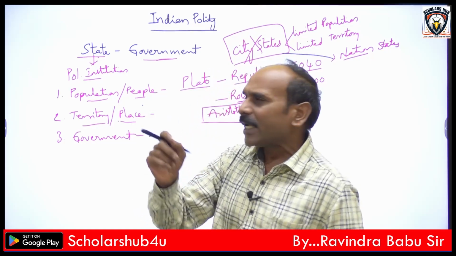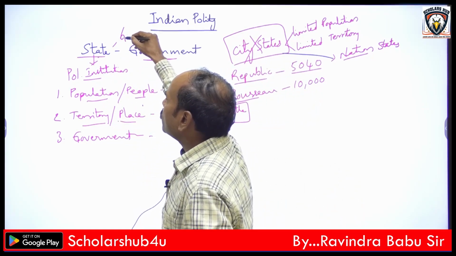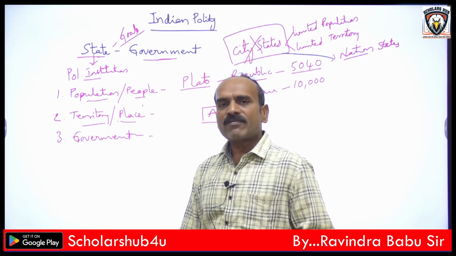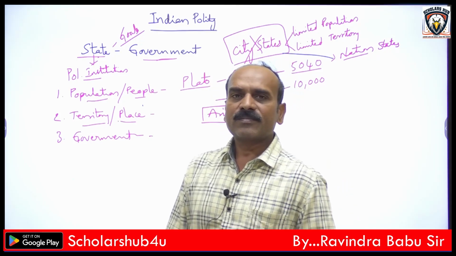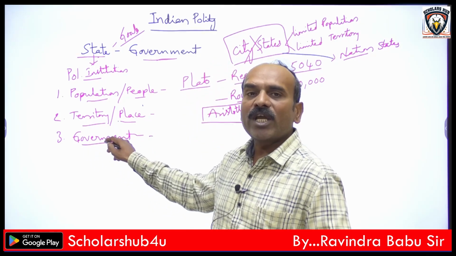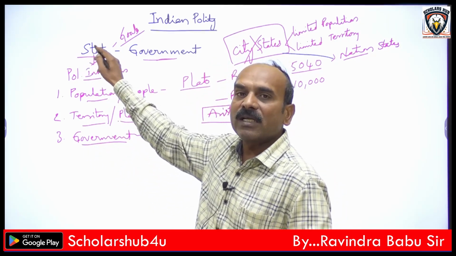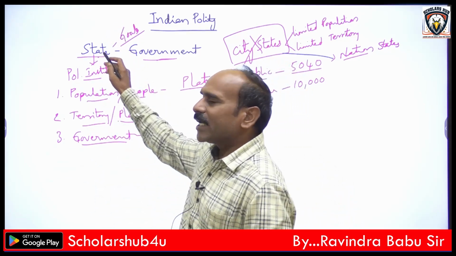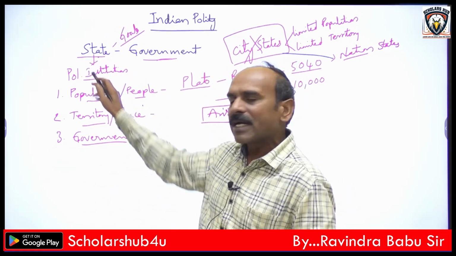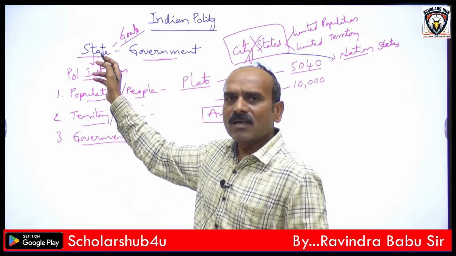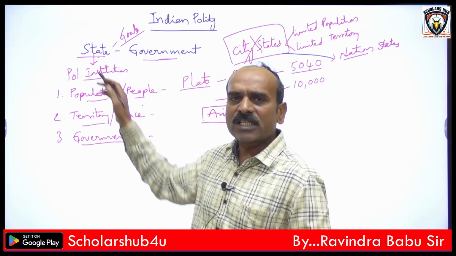Normally every state will have certain goals or objectives. Now, the government is a machinery which is working on behalf of the state to realize the goals or objectives of the state. We can say the state is a master and government is a servant. The government is working for the state. The government is working on behalf of the state, right?